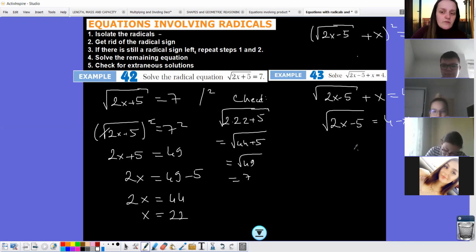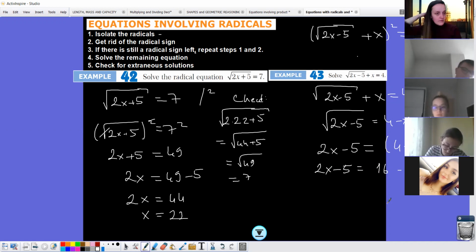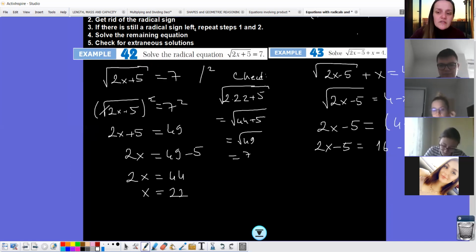When I take the square of both sides directly here, this one will cancel. I will get 2x minus 5. And here I will have 4 minus 2x squared, binomial. Then 2x minus 5 will be 16 minus 8x plus x squared. It's okay? Now the unknowns to the other side. Now we'll take all of them to one side and we'll get, as you see, a quadratic equation.